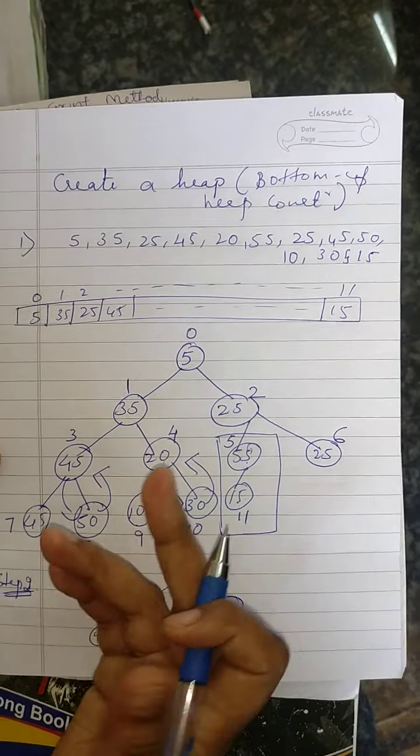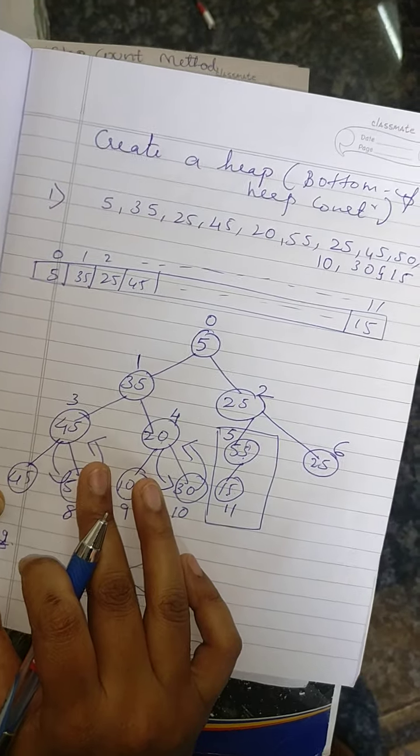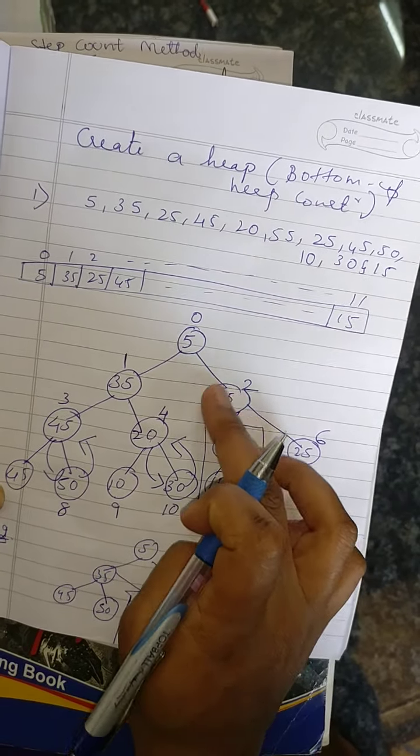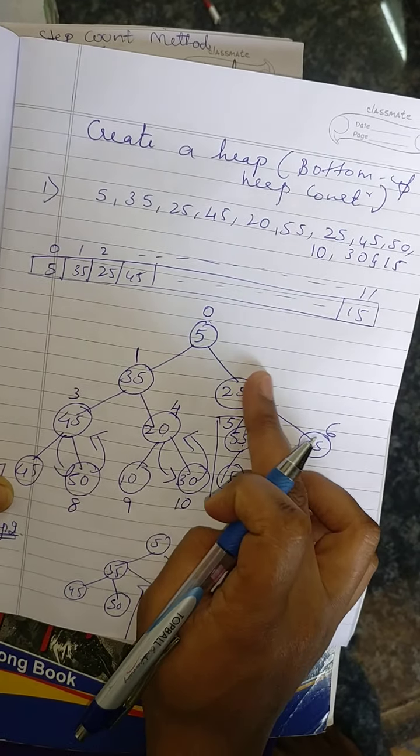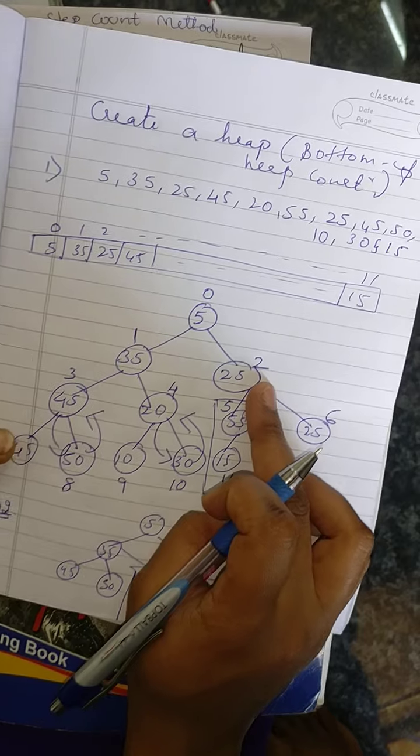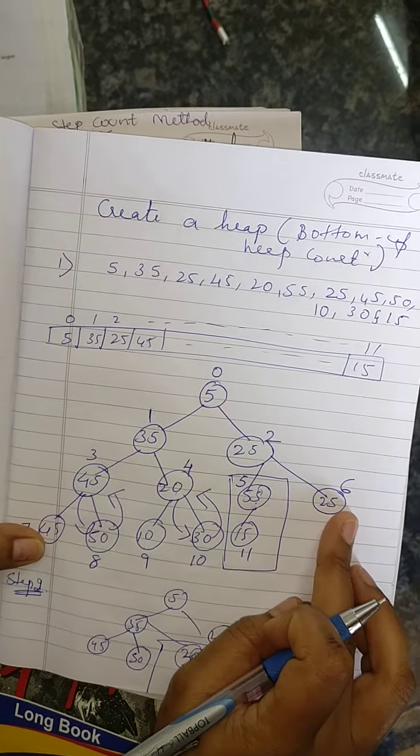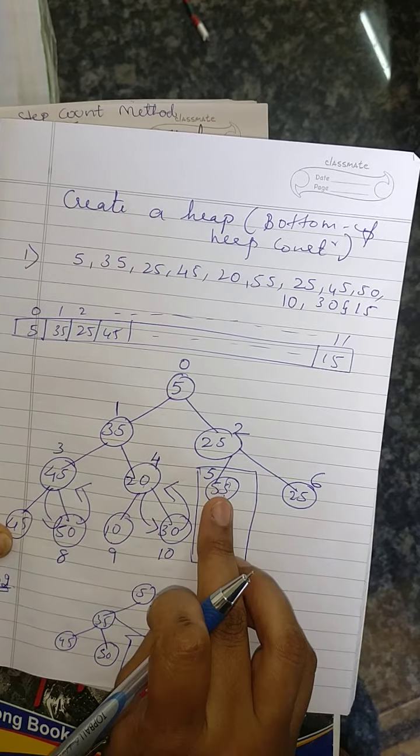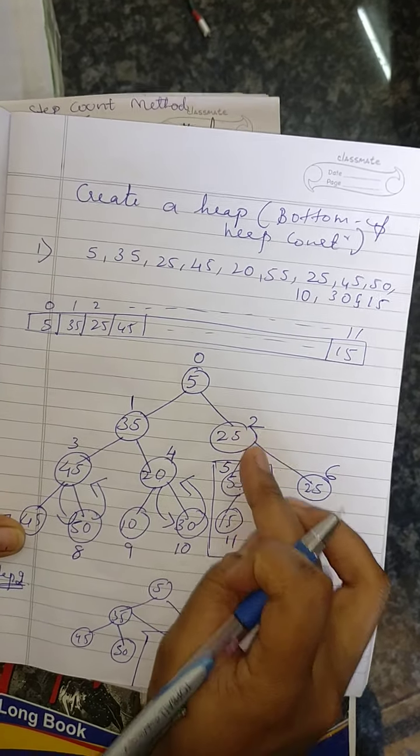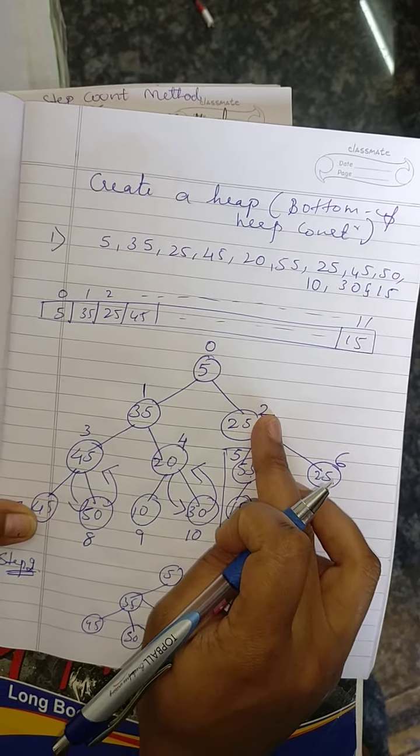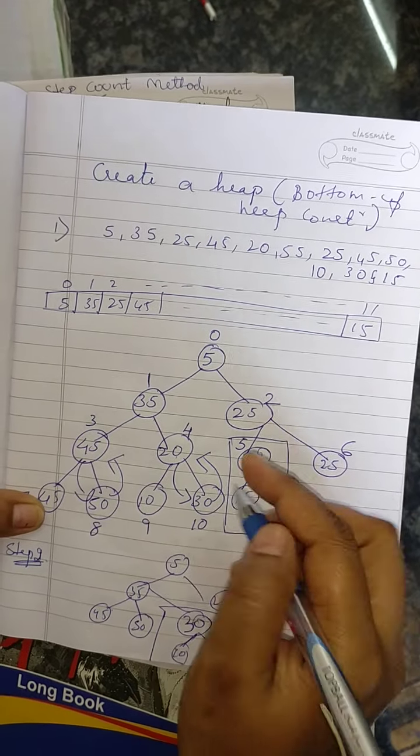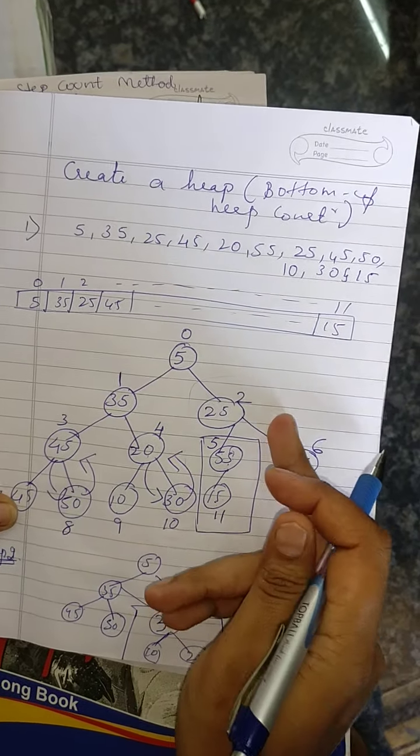rectangle. Next, consider the next non-leafy node. Which is the next non-leafy node you have? This 25, correct? 25. Now in the figure, if you see, compare the item 25 with the children 55 and 25. Now what happens? This 55 is greater than this 25. So what you have to do, you have to swap this 25. Okay, now then put this box and you swap it.